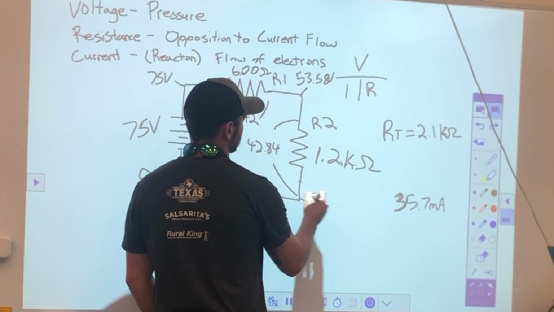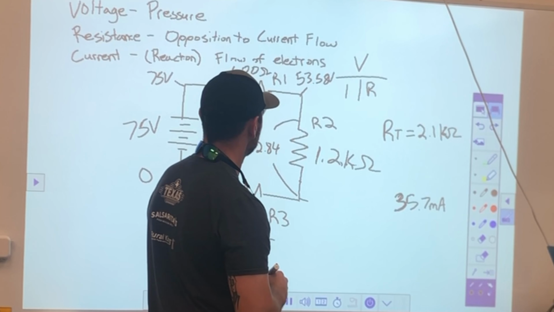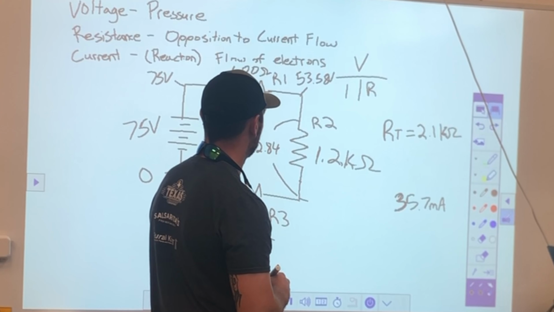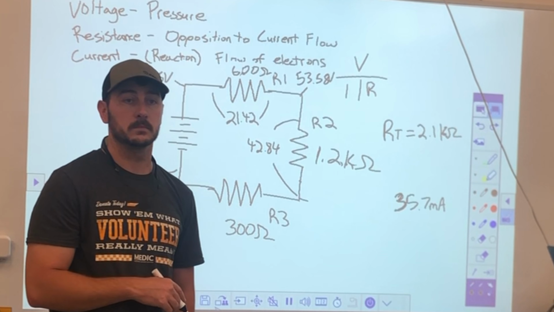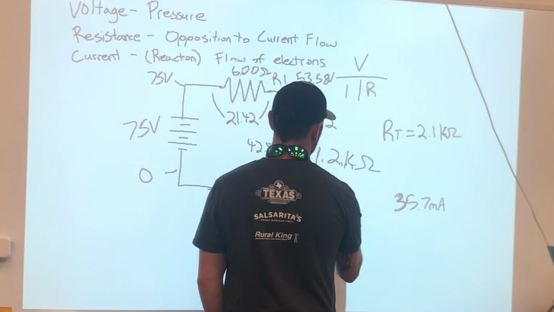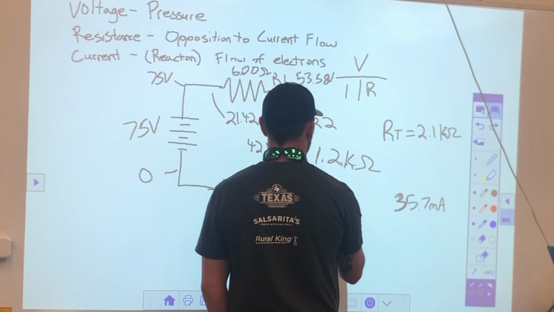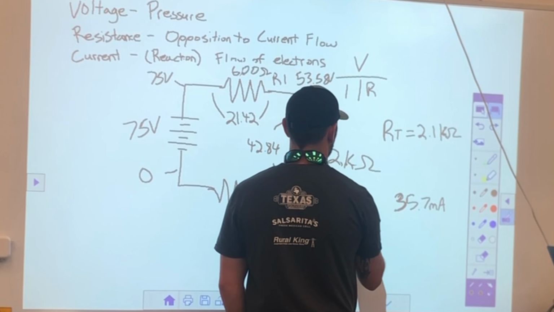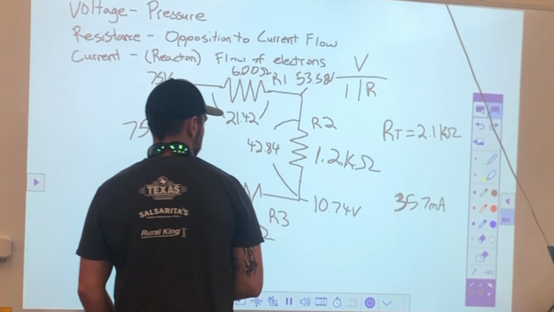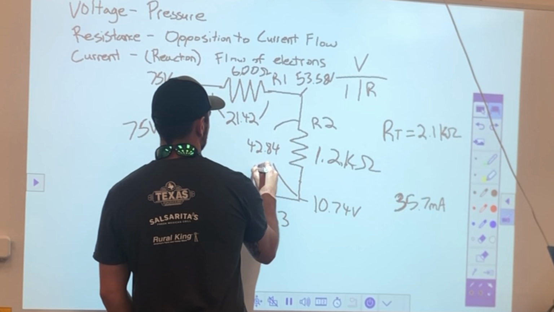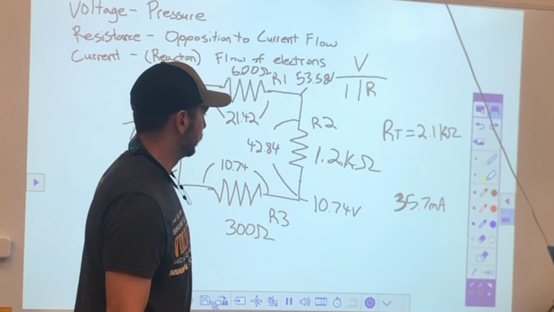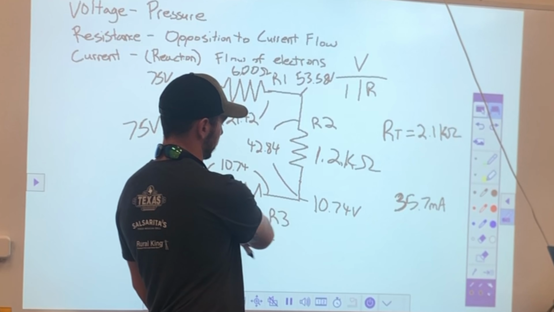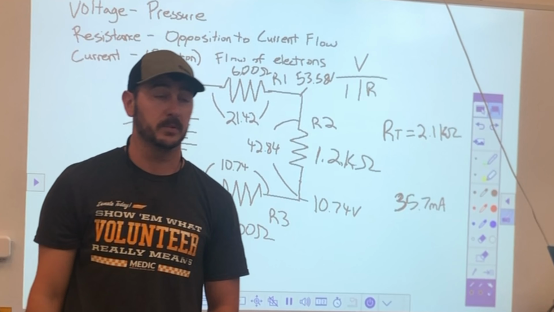All right, so what's the voltage here now? No, it's gonna be like 10 and some change. I see what I did. 10.74. What's the voltage drop of R3? It's gonna be 10.74. If you do 35.7 milliamps times 300, it should be right there around 10.74.